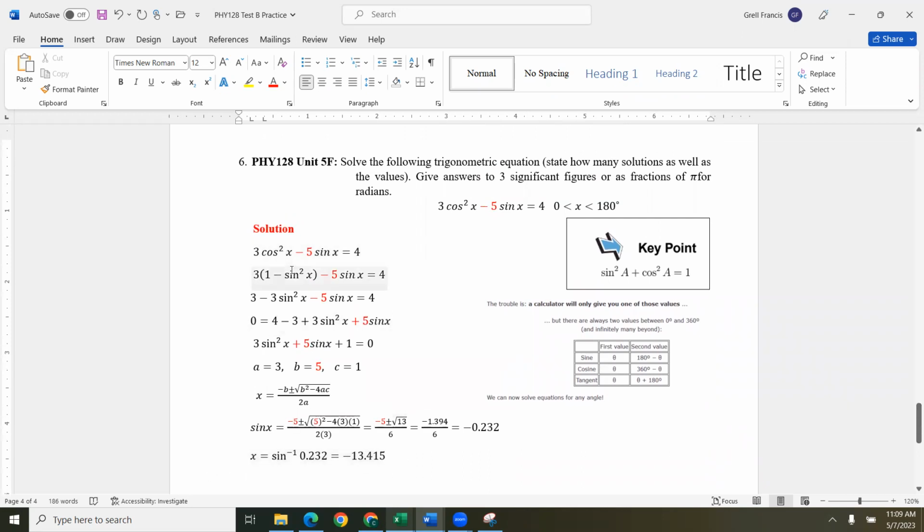Okay, so the whole idea is to change this now to one trig function, one trig ratio. Here we use 1 minus sine squared. So the only trig ratio there is sine squared, sine, and use the quadratic formula to solve for sine of x, because this will be a quadratic, and then inverse sine to find the value of x.